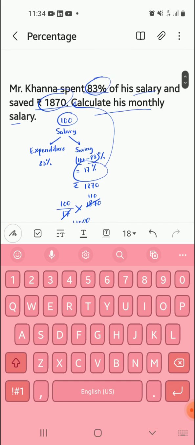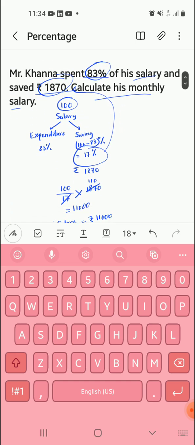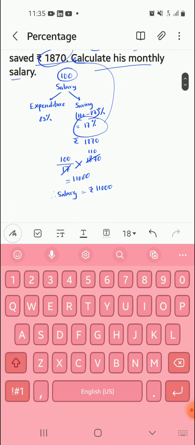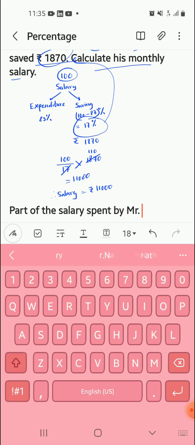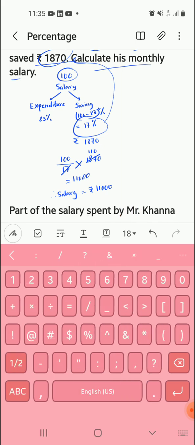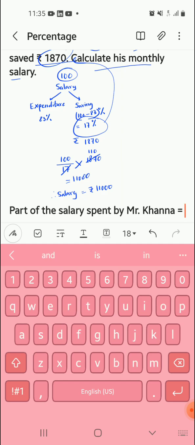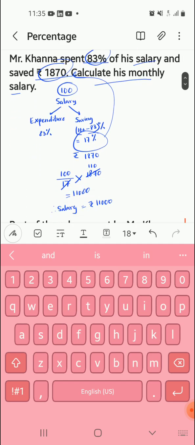Now simply how we can write it? We will write it in this manner: part of the salary spent by Mr. Khanna equal to 83%.